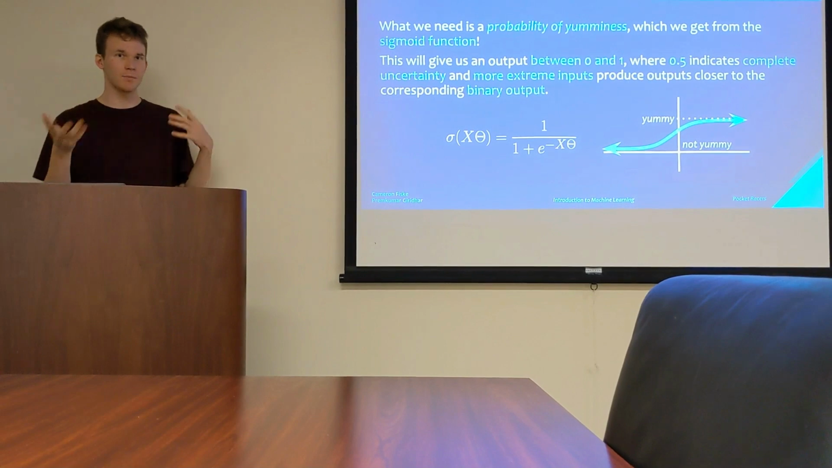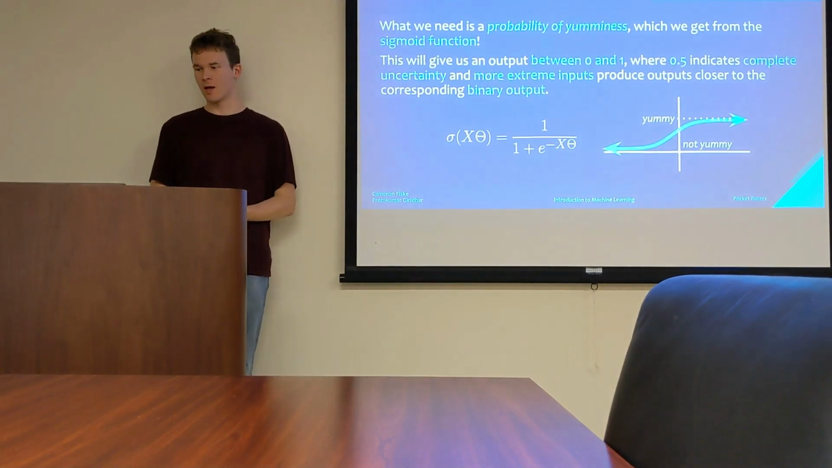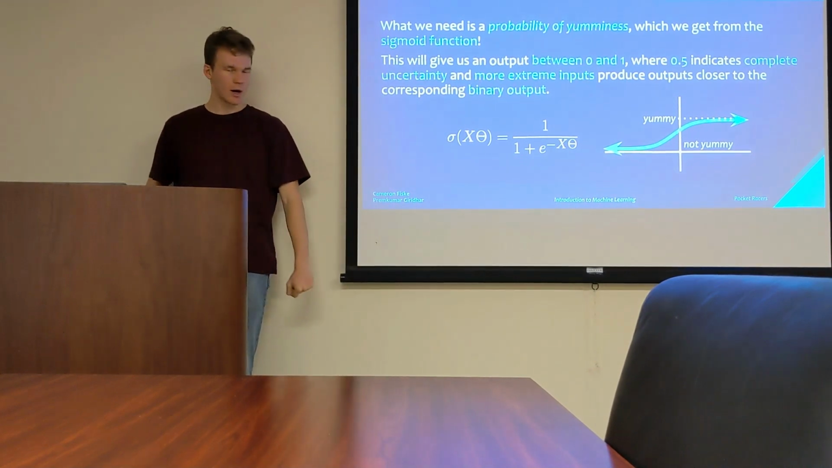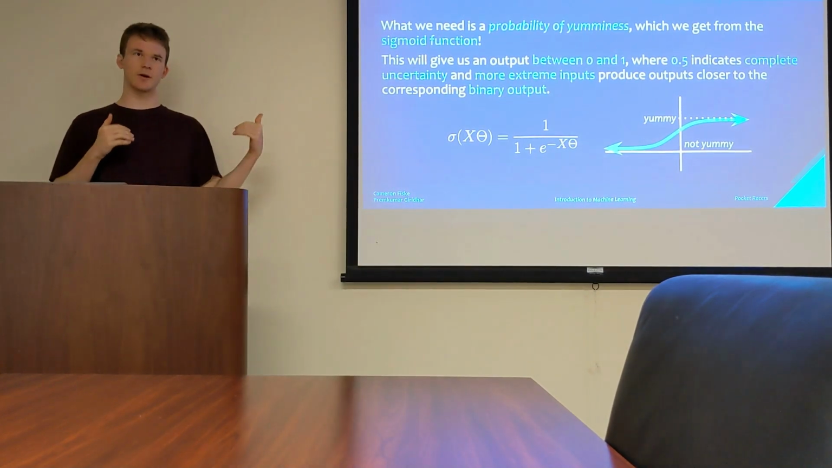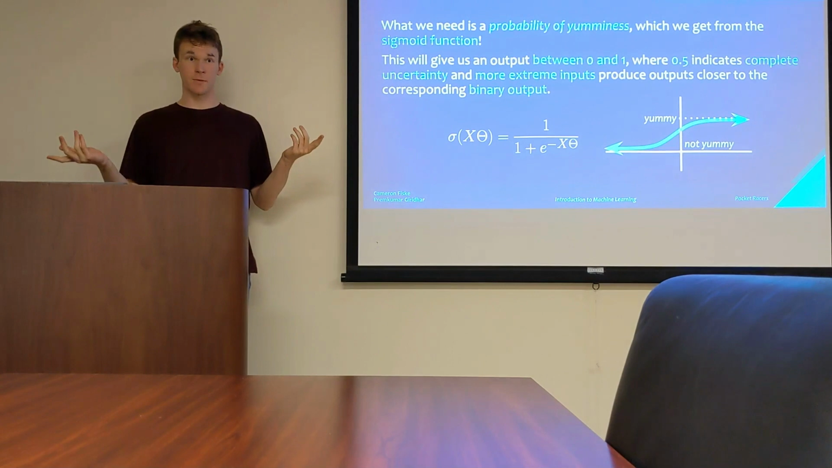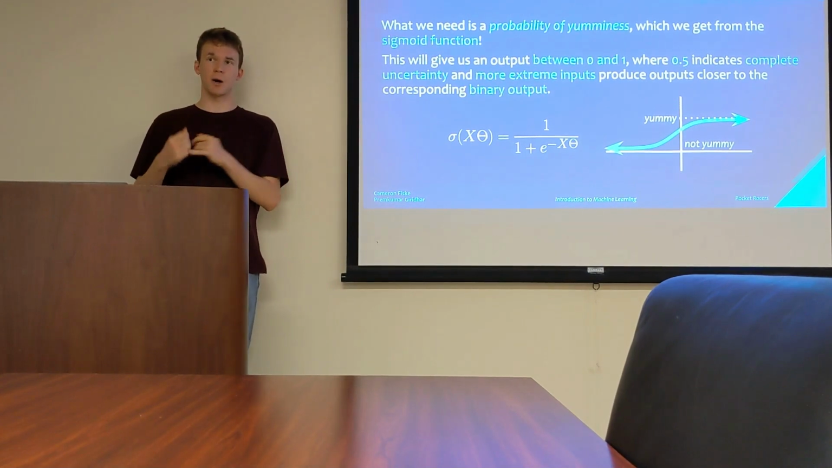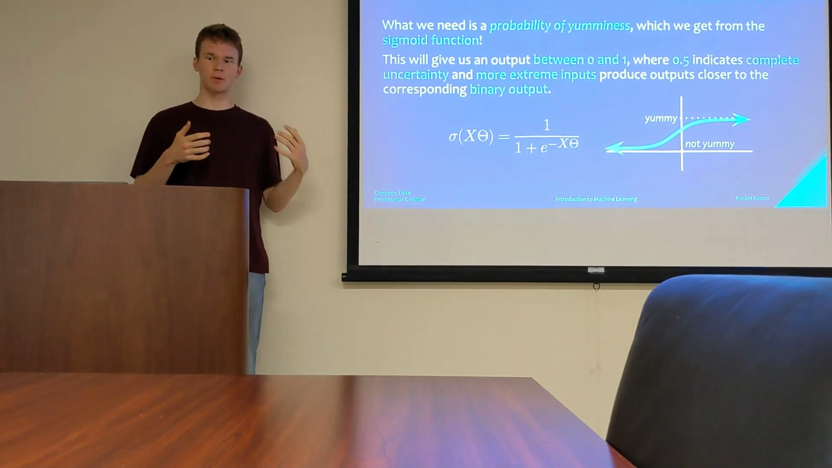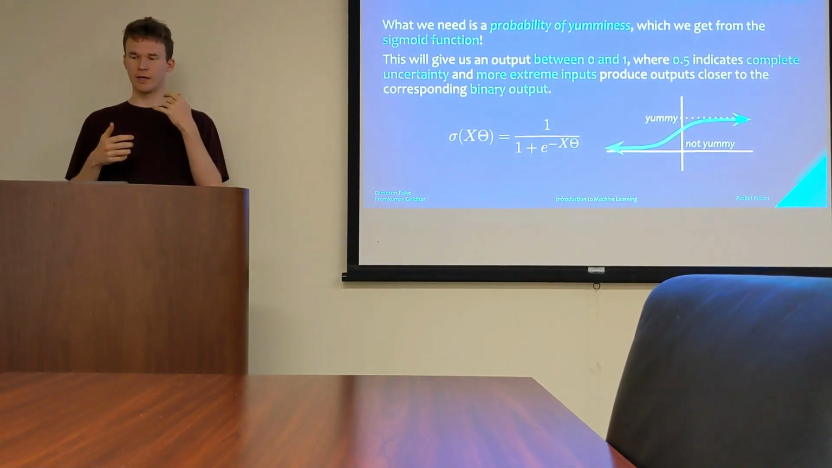So we're going to take the output of basically a linear regression model, and we're going to put it through this function, which is called the sigmoid function. And it gives us a value between 0 and 1. And since it's a value between 0 and 1, we can interpret this as a probability. So you could think about it as our model is giving us the probability that our egg is yummy.